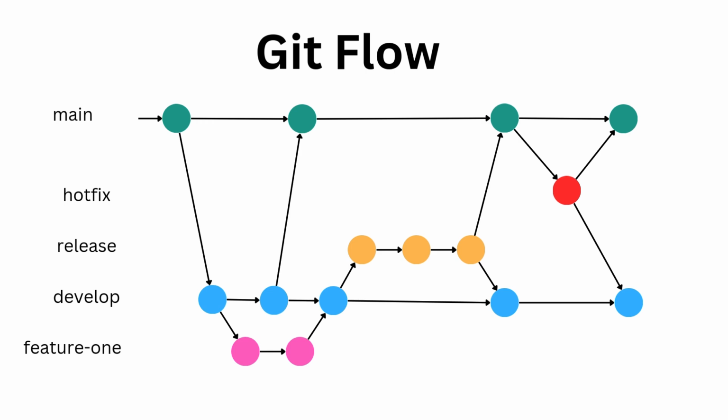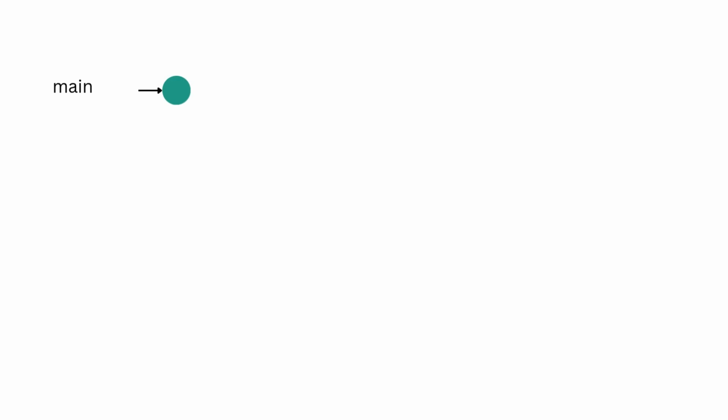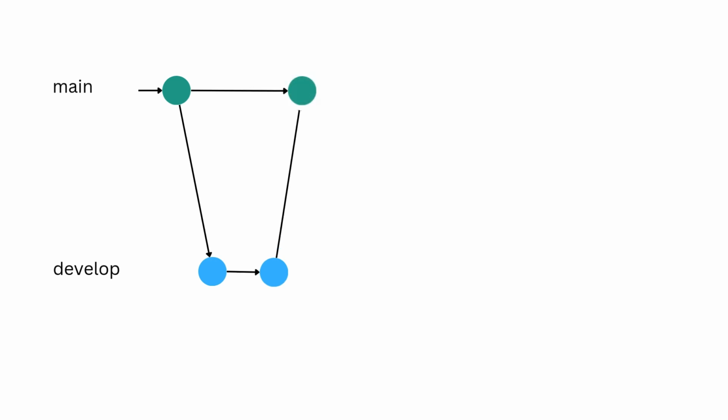At the core of Git Flow are two main branches. The main branch. This is where the production ready code lives. It's always stable, fully tested, and ready for deployment. The develop branch. This is where active development happens. All new features are integrated into this branch. Once the code in develop is stable and ready for release, it's merged into main.